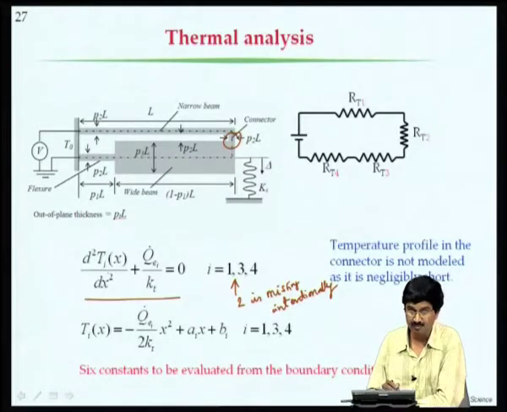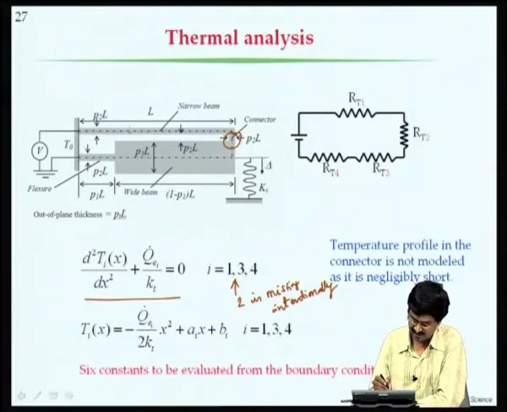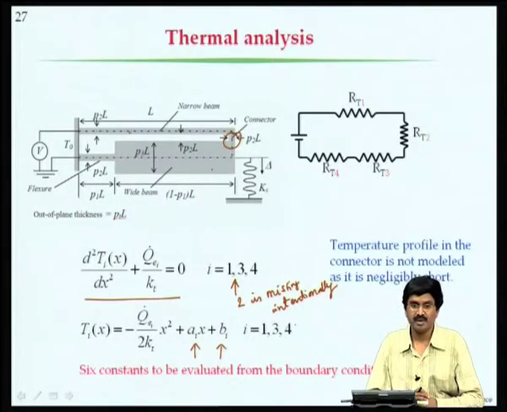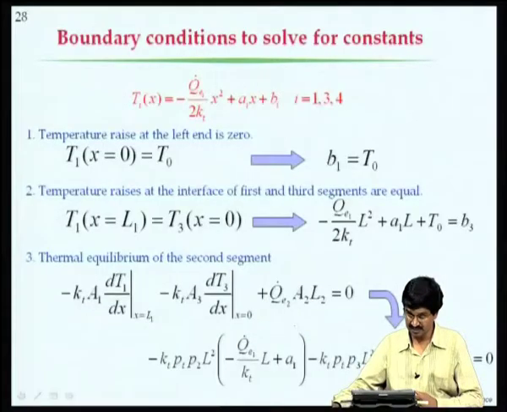Now, if you do this, integrating this equation twice for each segment, that is the first segment, third and fourth, we get an equation. There will be Ai, Bi for 1, 3, 4, that is A1, A3, A4, B1, B3, B4, 6 constants. So, we need 6 boundary conditions and we have them.